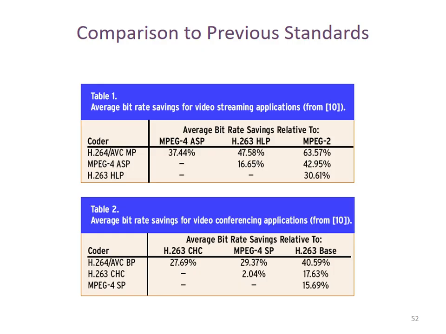Okay, so average bit rate savings are related to another codec. Let's see for H.264, when compared to MPEG-4, the bit rate saving is 37.44%. You can see the saving is more significant when compared to the previous standards, H.263 or MPEG-2.